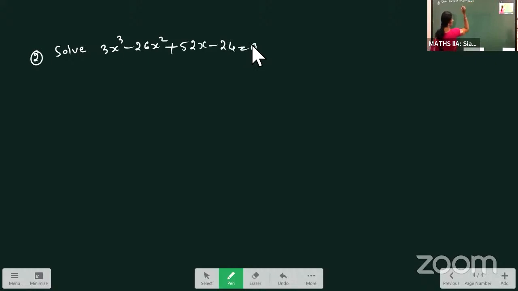Now, I will explain when the roots are in GP, geometric progression. The question is, solve 3x cube minus 26x square plus 52x minus 24 is equal to 0, given that the roots are in GP.